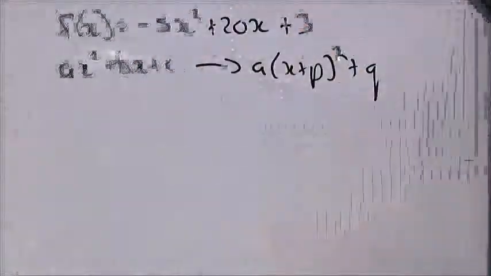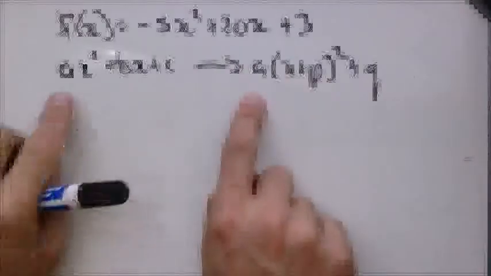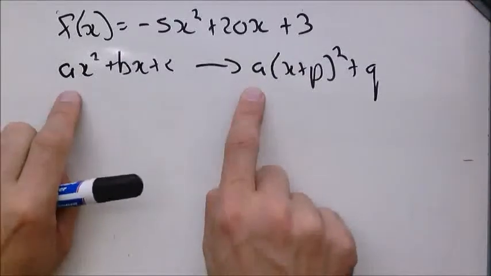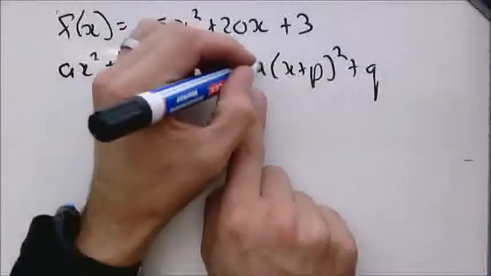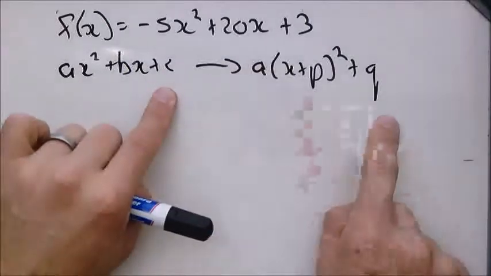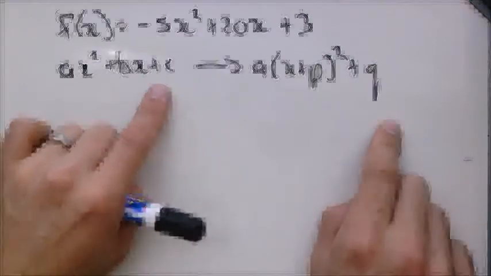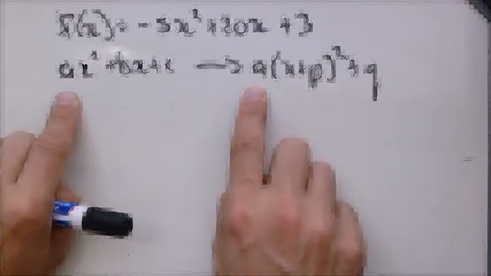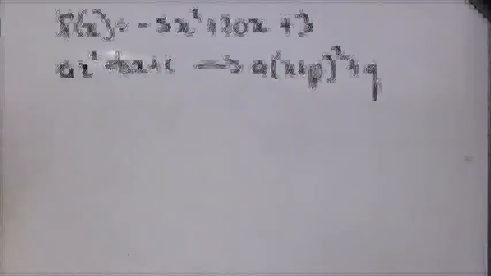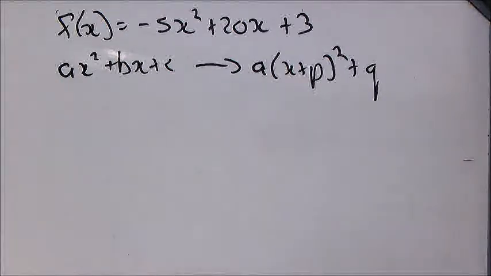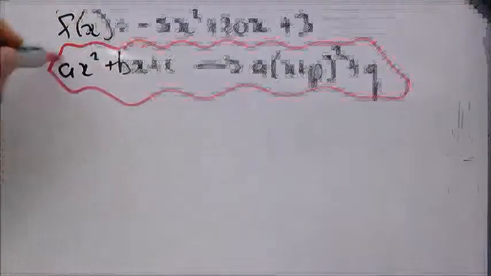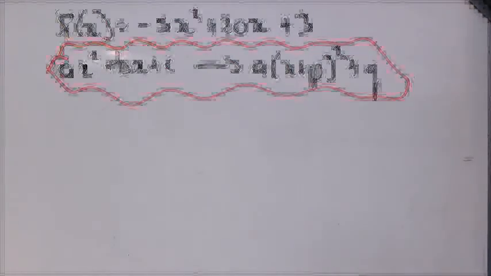to convert it to a bracket x plus b squared plus q. Please note, those two a's are exactly the same. That's why they use the same symbol. The c and the q, they are not the same. That's why they're using different symbols. So please keep that in mind. These two are the same, but these aren't. Okay, so this is what we're doing now. We're going to complete the square in order to answer this.